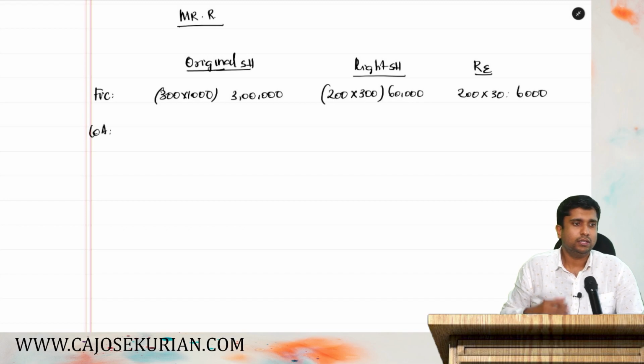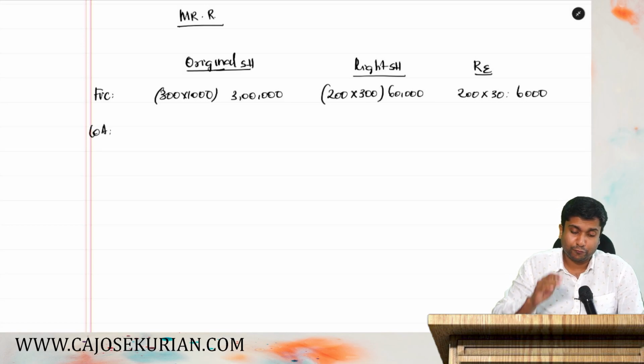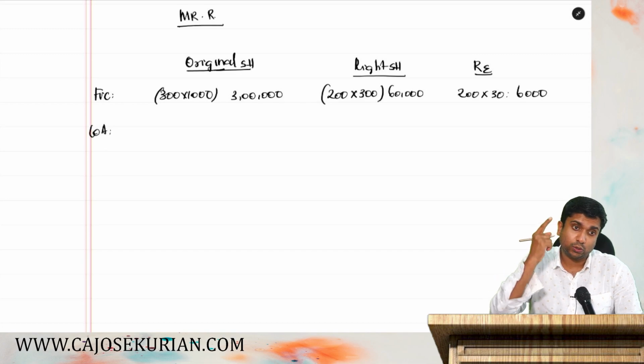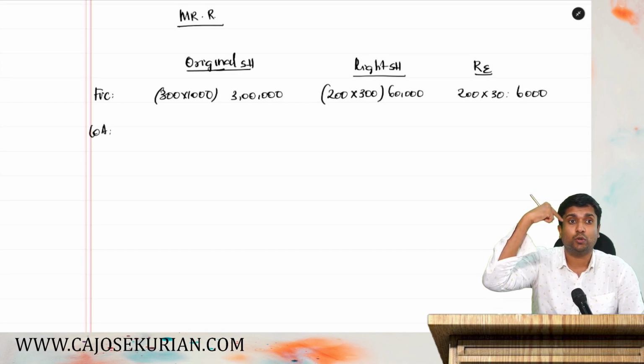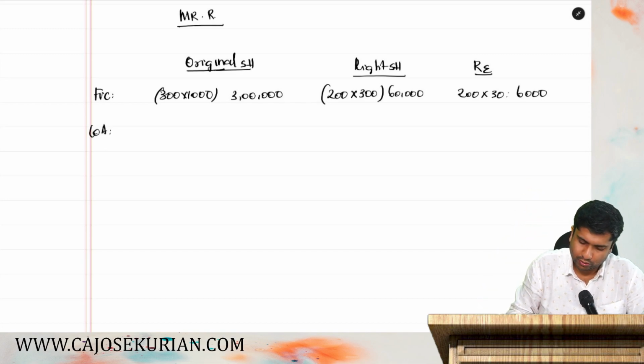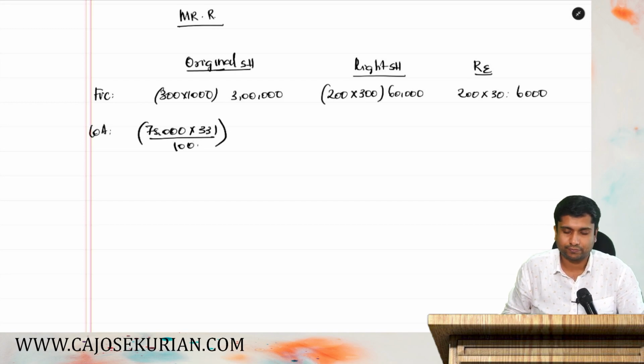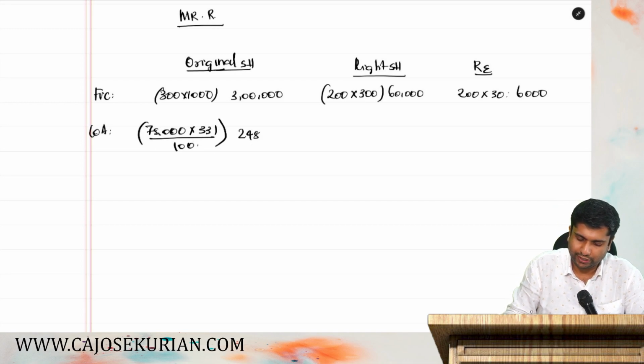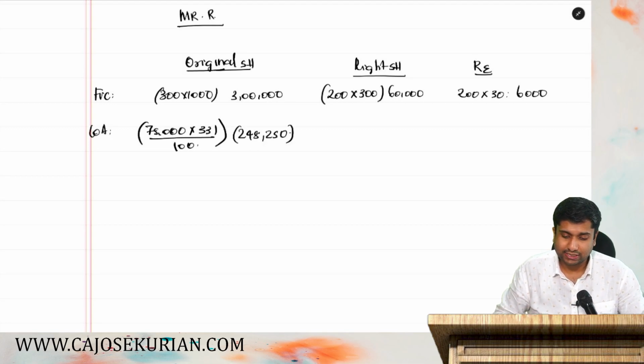Since there is no direct expense on transfer, straight away we can find out the cost of acquisition. And how much is the cost of acquisition for the original share? He bought it for 75,000 rupees in the year 2001-2002, so you can index it. So 75,000 into 331 divided by 100. Tell me how much is the indexed cost of acquisition? 248,250.